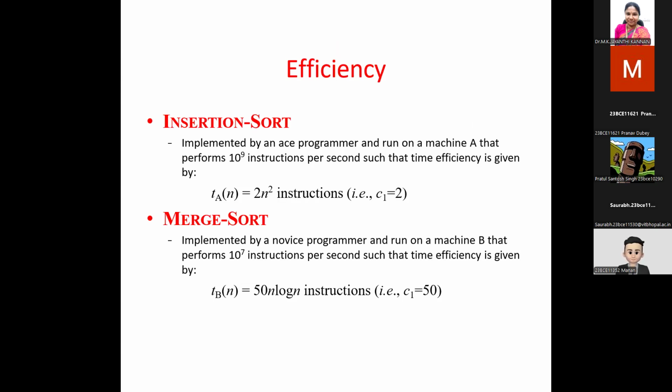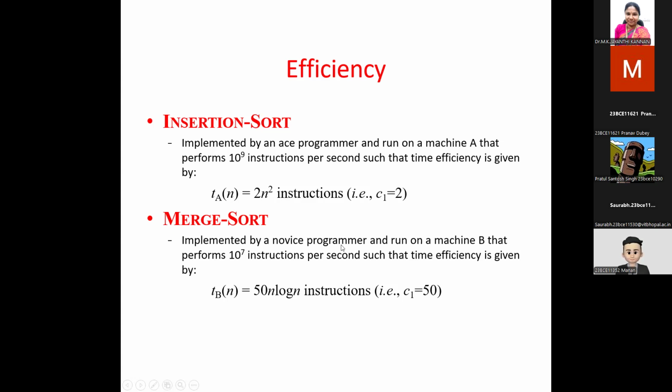As we already discussed, take the efficiency of insertion sort implemented by an ace programmer and run on a machine A that performs 10 to the power of 9 instructions per second. That CPU can perform 10 to the power of 9 instructions per second, such that the time efficiency for insertion sort for n numbers is given by 2n square instructions, where C1 is 2, a small error factor.